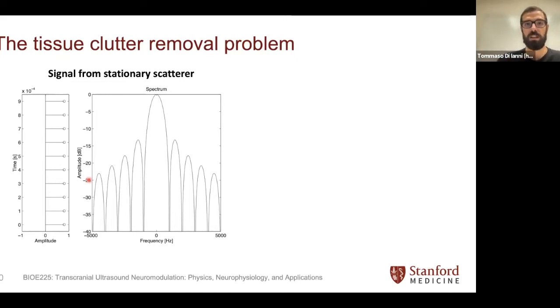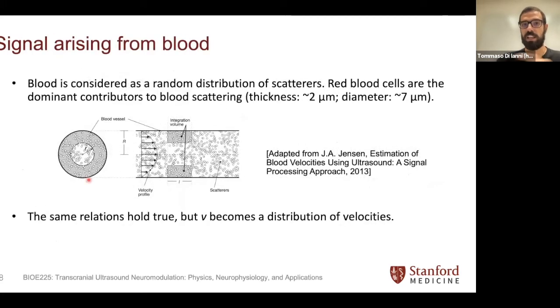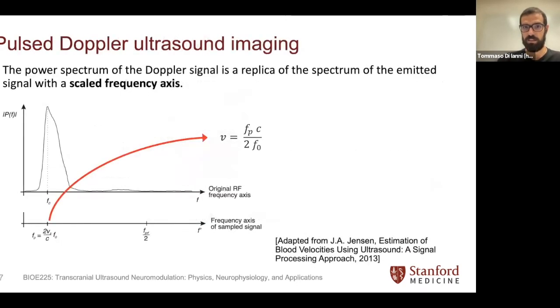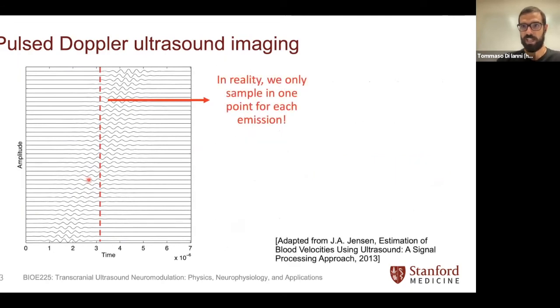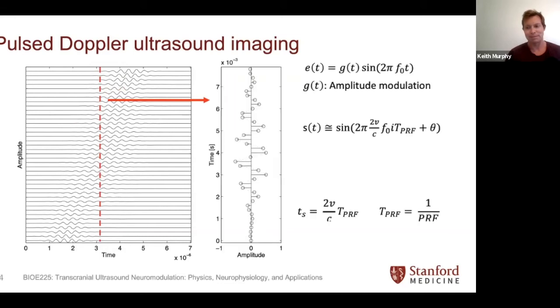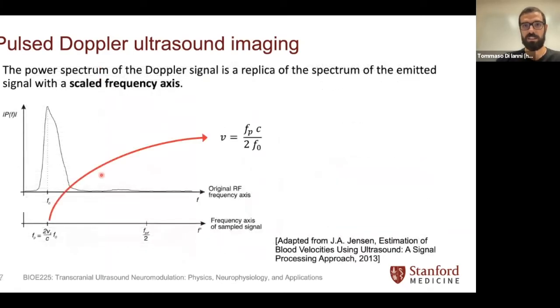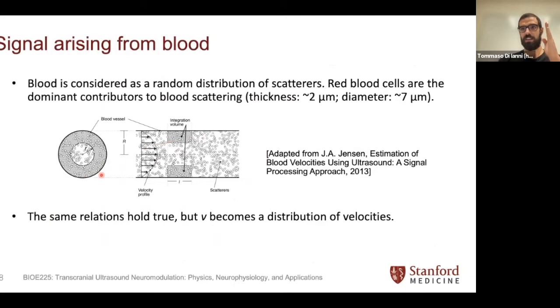But maybe I should go back. We're still looking at a simplified case with one single scatterer again to make things simple. So we're still looking at a situation like this with one single scatterer, okay? But now that scatterer is not moving anymore. So all these pulses are aligned here, right? There's no time shift. So if we sample a signal like that, it will look like a constant value because we are always sampling at the same time.